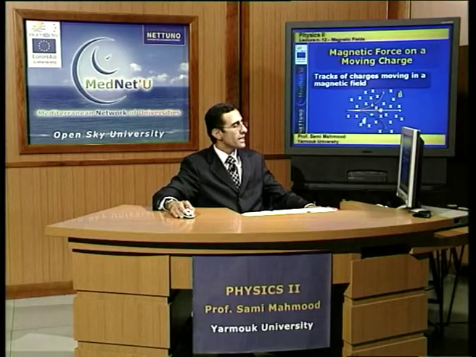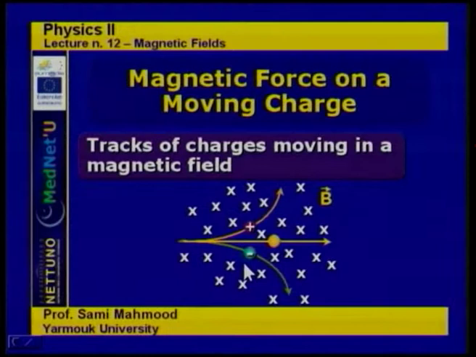Now, we have mentioned that the magnetic field in space would exert force on a moving charge. How would a charge move? What is the track of the charge as it moves in a magnetic field? A charge moves like this in a magnetic field. If, for example, the particle is not charged, then once it enters the magnetic field, it remains on the same path. So it's not influenced by any force, an uncharged particle.